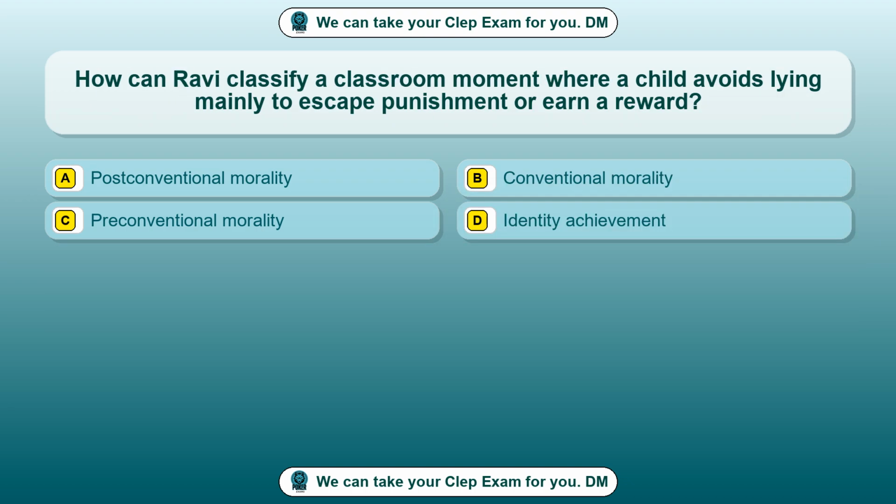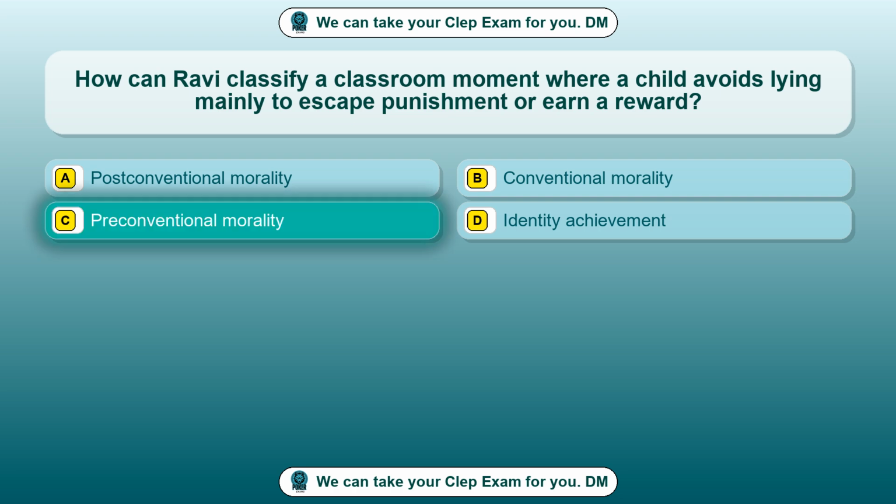Question 22. How can Ravi classify a classroom moment where a child avoids lying mainly to escape punishment or earn a reward? Option A, post-conventional morality. Option B, conventional morality. Option C, pre-conventional morality. Option D, identity achievement. The correct answer is option C, pre-conventional morality.